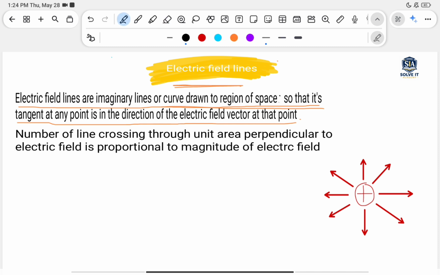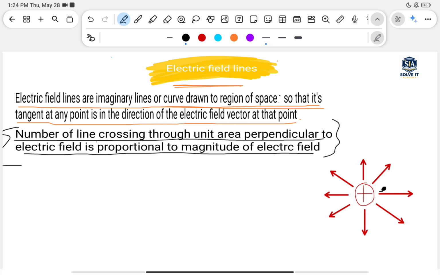The number of lines crossing through unit area perpendicular to the electric field is proportional to the magnitude of the electric field. This statement means that if I am taking the electric field at this point, and the electric field at this point, and these lines will only go here, like this, the lines will be there.